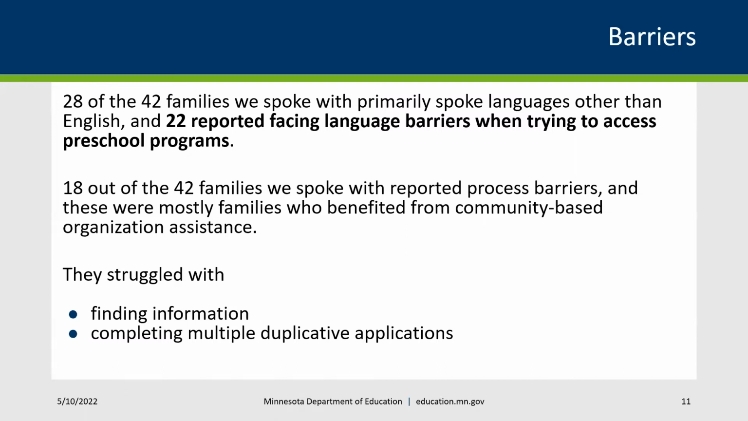And so they were able to talk to 42 families, and 28 of the 42 families we spoke with primarily spoke languages other than English, and 22 reported facing language barriers when trying to access preschool programs. About half of them reported cultural barriers, a little bit more than a third reported process barriers, and a majority of parents reported that they found programs by word of mouth. So they heard from friends, family, churches, and local organizations. And so, next slide.